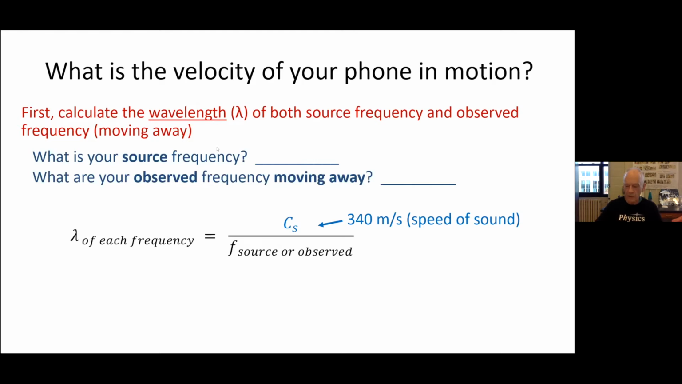Then to do the same thing, if your frequency moving away is, let's say, 990, then you'll do the same thing: 340 divided by 990. You should notice that it's not going to be a very big difference, but there is going to be a difference. Yeah, it's not. So the first one is 0.340, and for 990, 0.343. Three digits is enough.